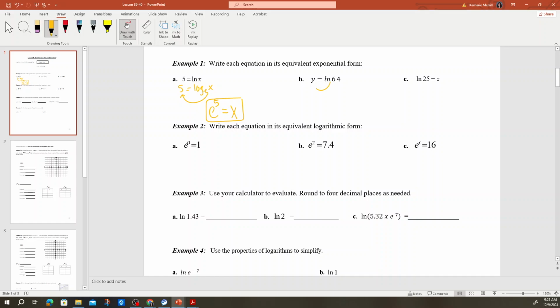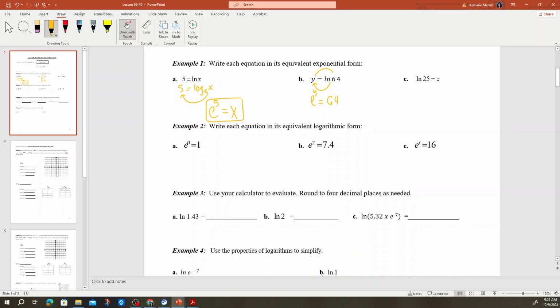Careful. e to the y would be equal to what? 64. So notice how 64 is alone, because it was what was stuck inside the ln, right? So now the 64 is alone. It's pulled out. Cool? So that's equivalent.